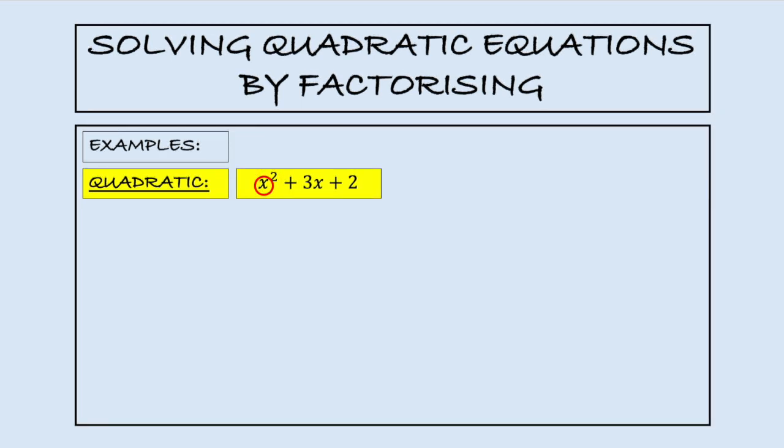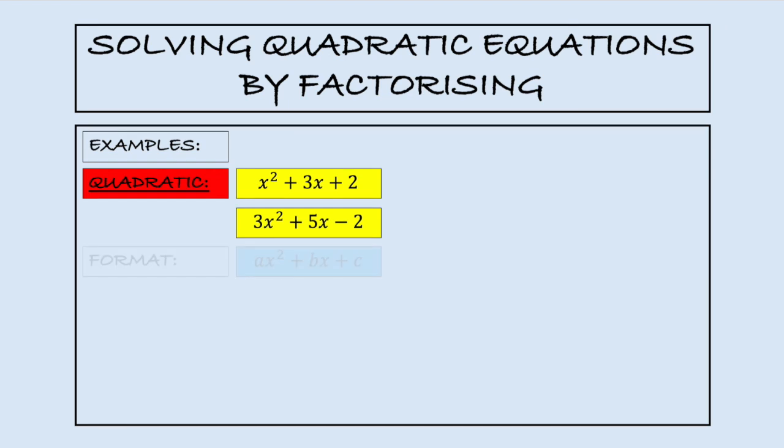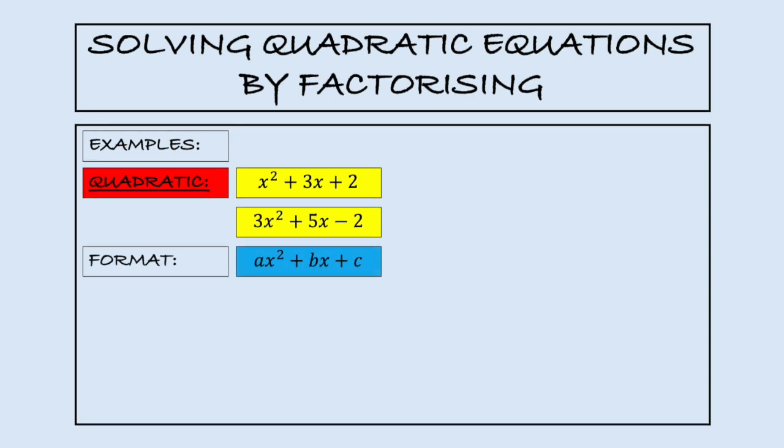Let's give another example. 3x squared plus 5x minus 2. This is another quadratic because even though there is a coefficient or number before the x, there is still, as the highest exponent, x to the power of 2. If we compare the two quadratic examples that we have given, we find that it is generally in the format of ax squared plus bx plus c.